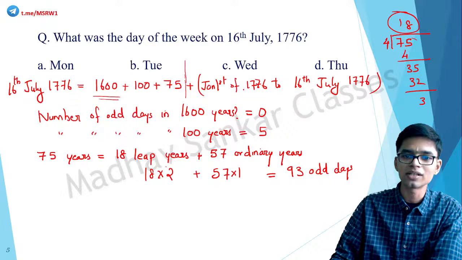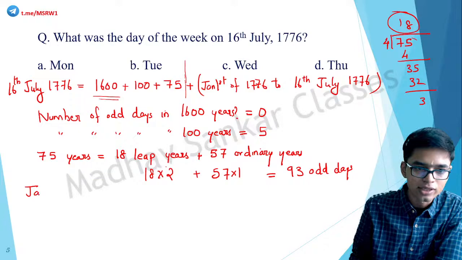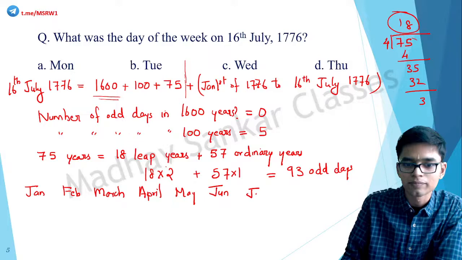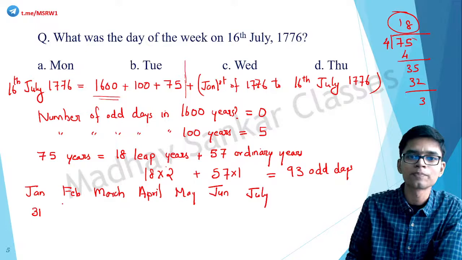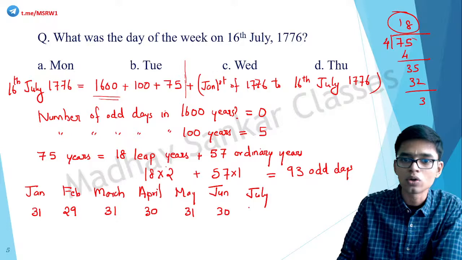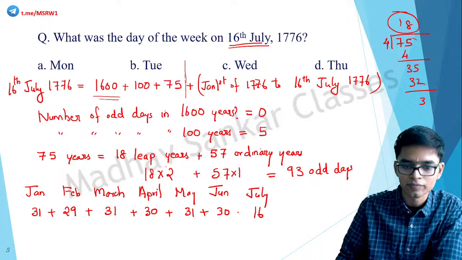Now, from Jan 1st, 1776 to 16th of July, 1776, we have to consider that period and find out the number of odd days there also. Let's write down: January, February, March, April, May, June, July. January, how many days? 31. 1776, is that a leap year? Yes. Therefore February has 29 days. March has 31, April 30, May 31, June 30, July how many days? 16th of July, so 16 days. Add all these days together, and you will get 198 days.